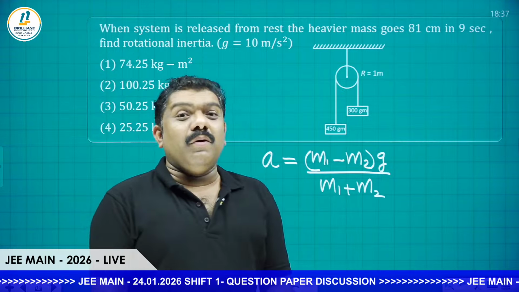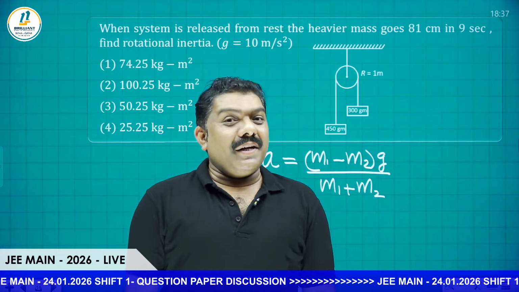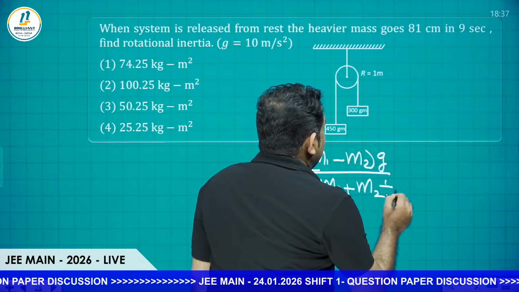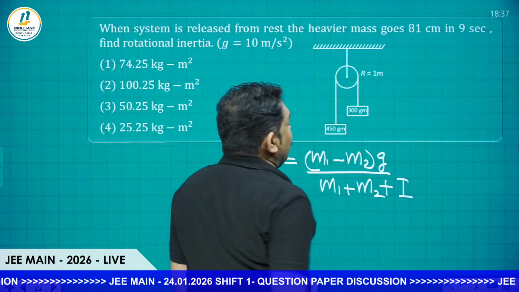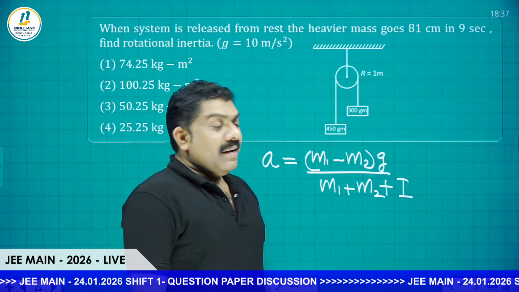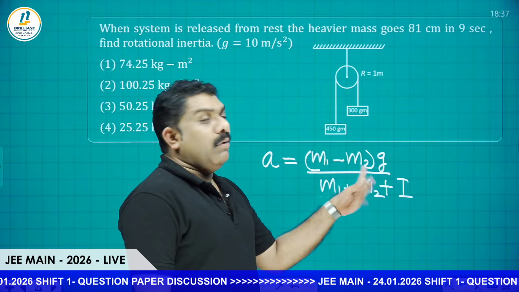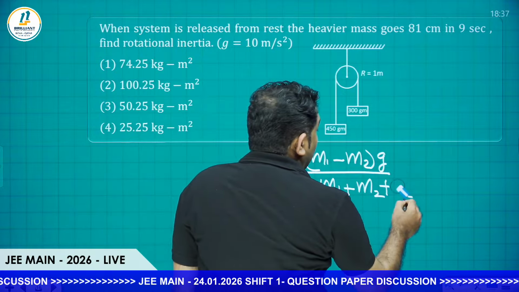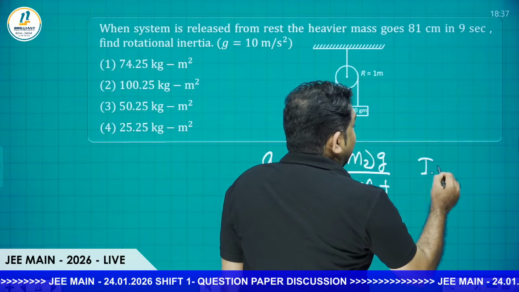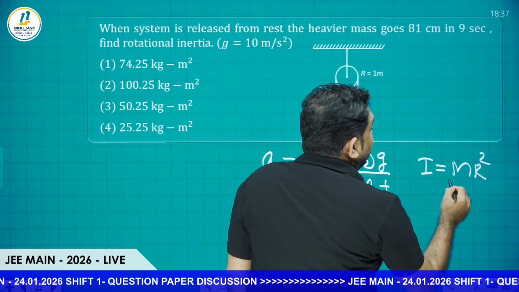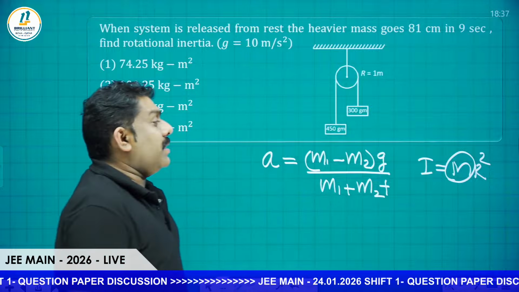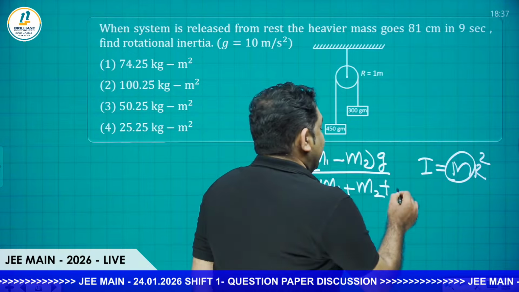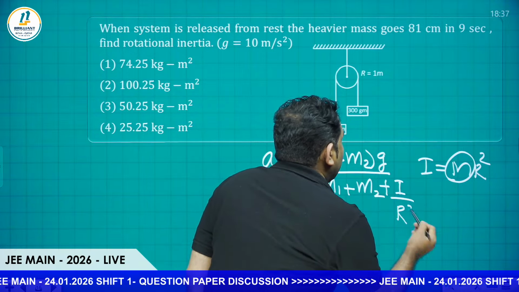But here we want to find the rotational inertia also. Rotational inertia means moment of inertia, so we can consider I also there, which is equal to the moment of inertia. Now we have to calculate the moment of inertia here correctly. You know the formula for moment of inertia, I is equal to mr square. So here we can say m equal to I by r square.